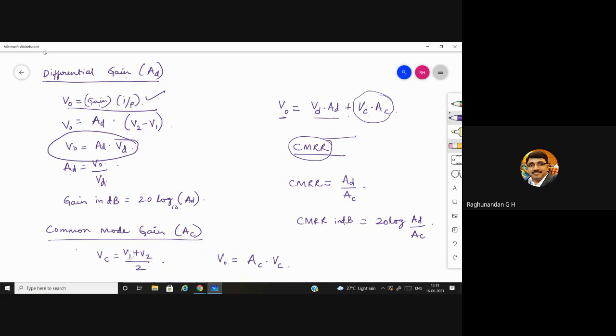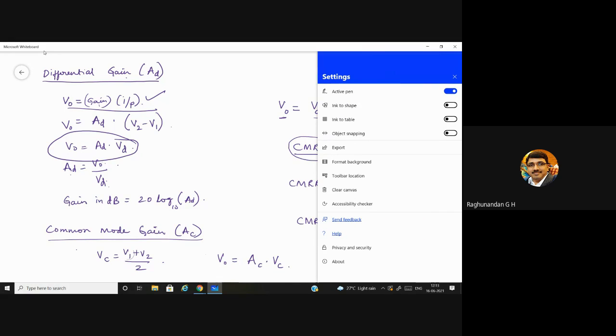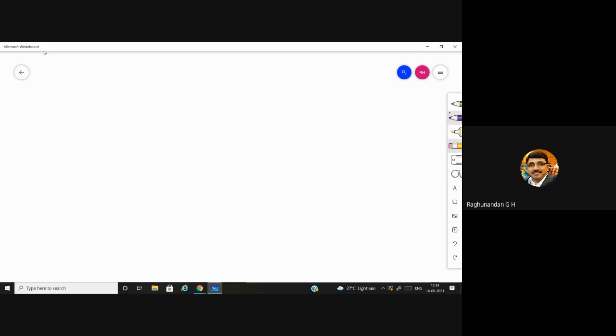Next is slew rate. Slew rate is also one of the important characteristics which they'll be asking, and they define such kind of question. So slew rate is the maximum rate of change of output voltage with respect to time, or the change in the output voltage instantly with the change in the input voltage, that gives you the slew rate.